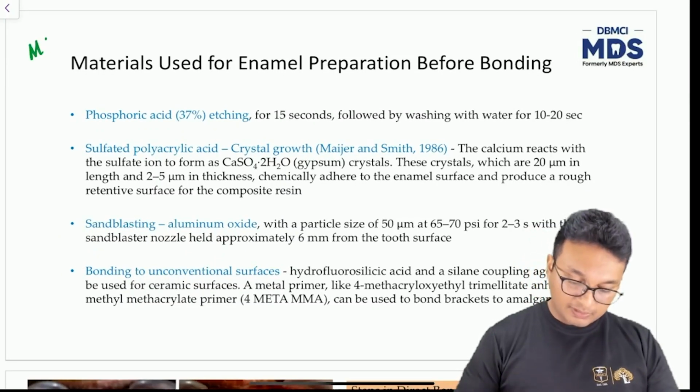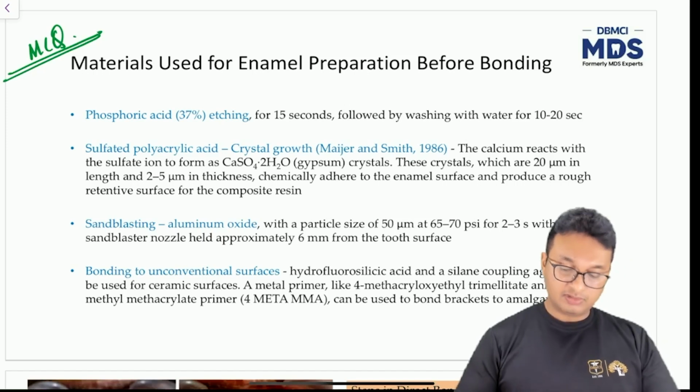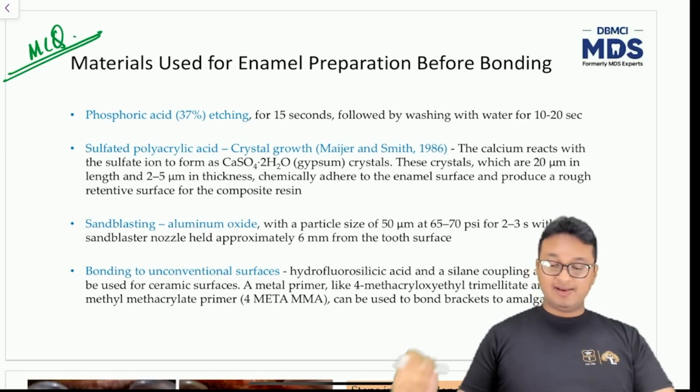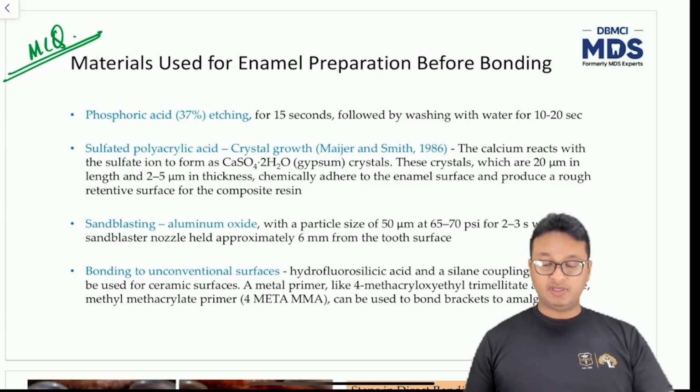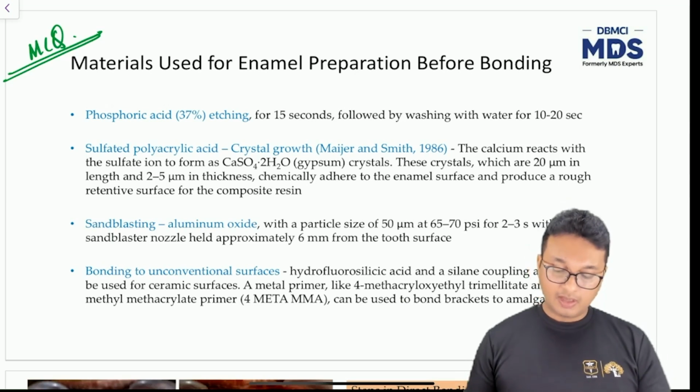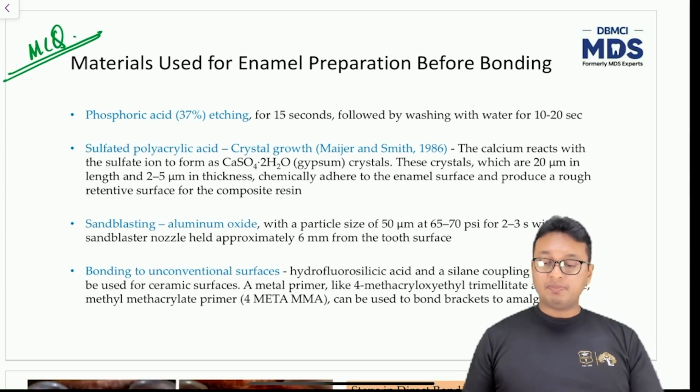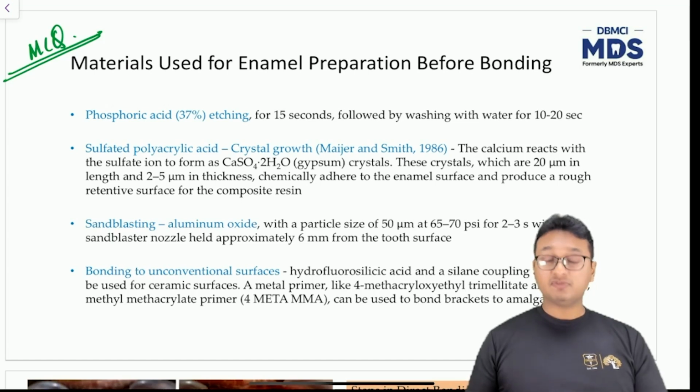This slide is important because I have seen MCQs coming out of this particular slide. As I said earlier, this particular chapter is quite important. We have certain direct MCQs picked up. We have certain application-based MCQs picked up from this particular chapter. Okay. So what are the materials used for enamel preparation before bonding? That means for acid etching.